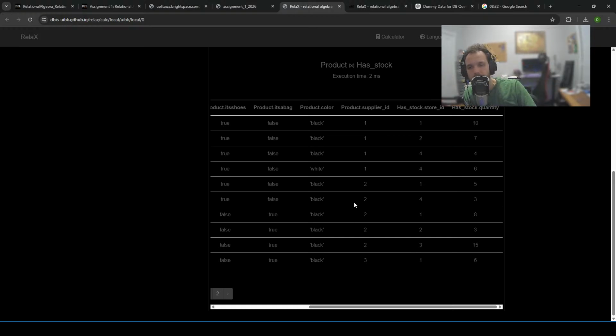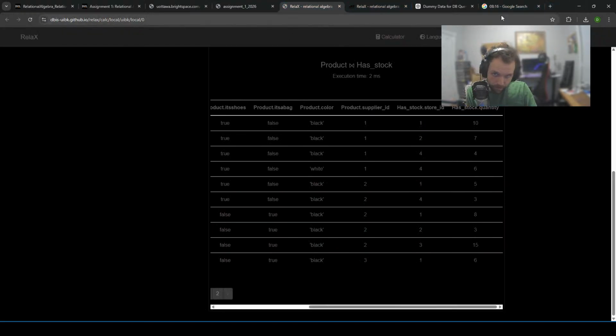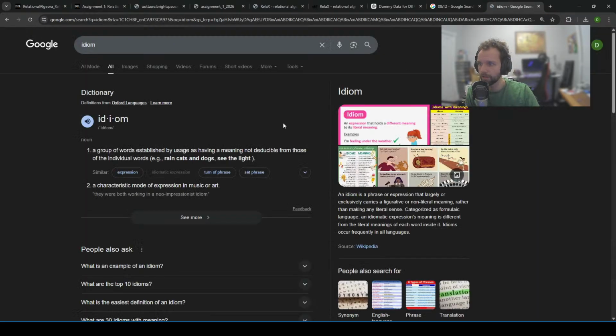It says I'm not allowed to use intersection, but I wasn't planning on using intersection because when all you know how to use is a hammer, all you want to do is hit things with it, which I'm pretty sure is how that idiom goes. Idiom, is that the right word? Group of words established by usage as having meaning not deducible from those of the individual. Okay. Not quite an idiom, it's just a phrase.